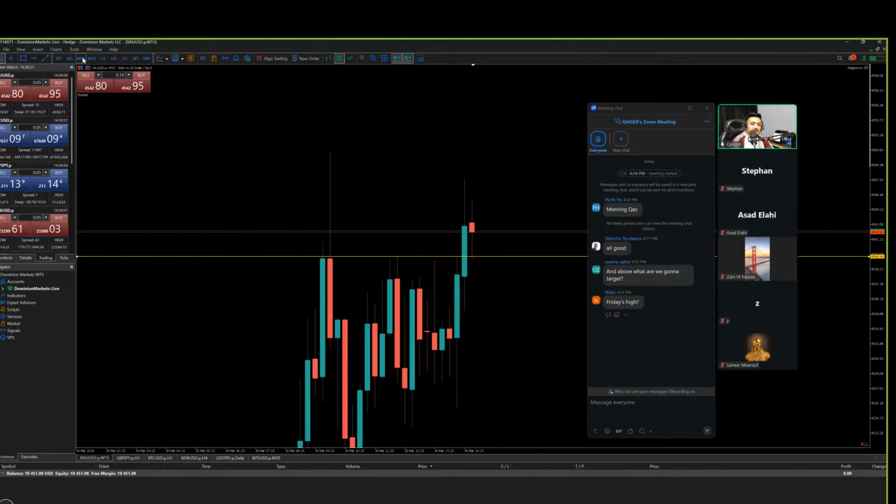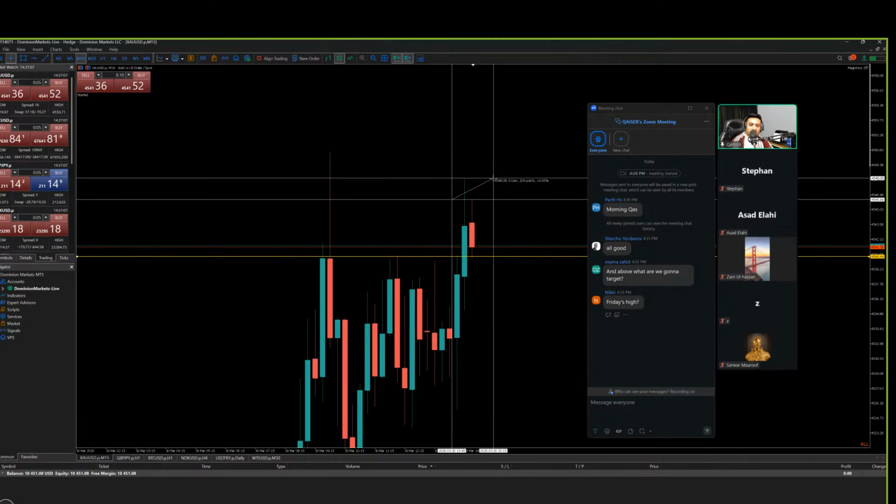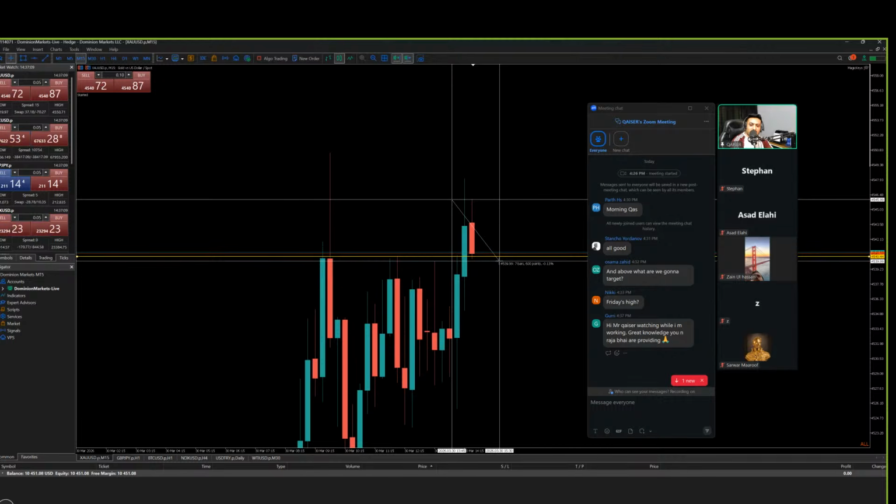So yeah, it's again started rejecting from this area. If it is going to break above its own high, that could be a place where I could execute my trade by placing stop loss below the current candle low.